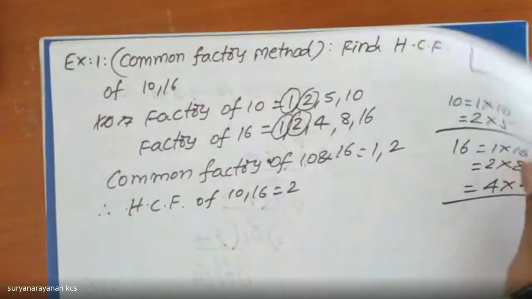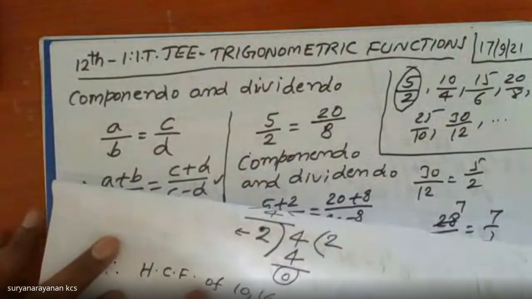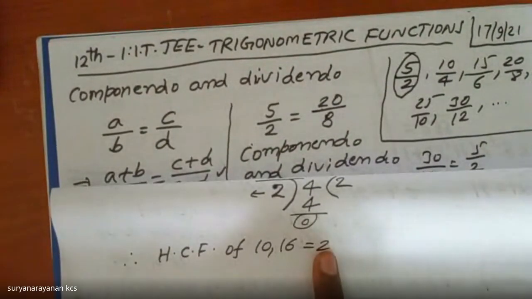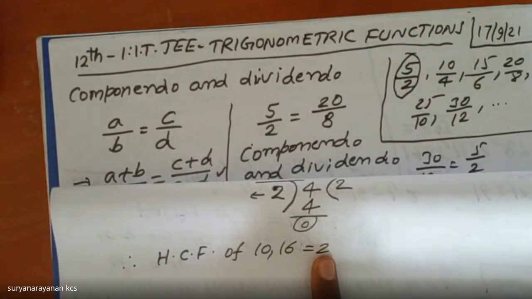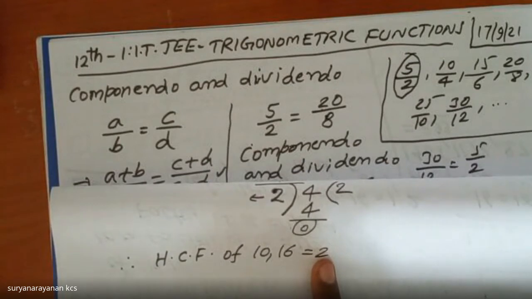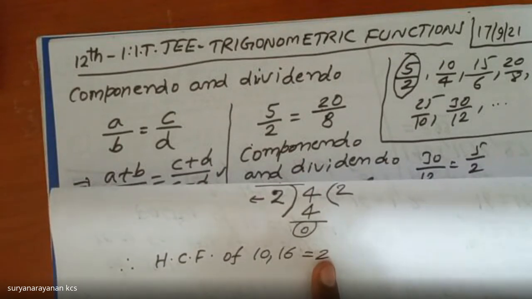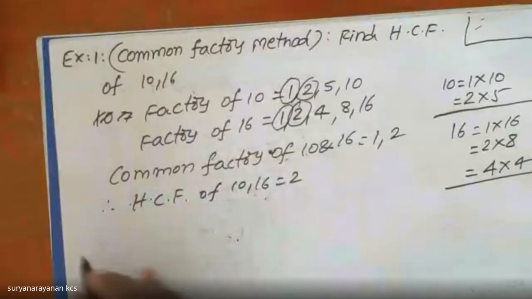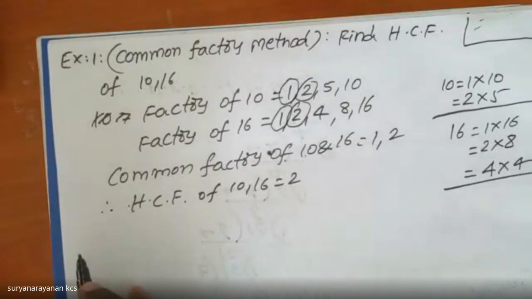In the division method also, we got the same. See this example. We got the same number or not in the division method? Yes, sir. Now, I will explain the third method.